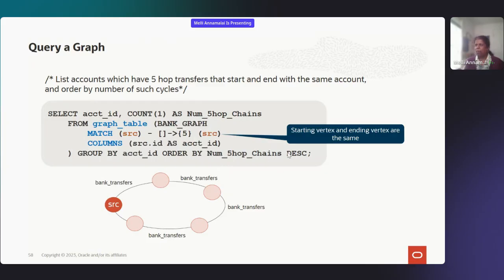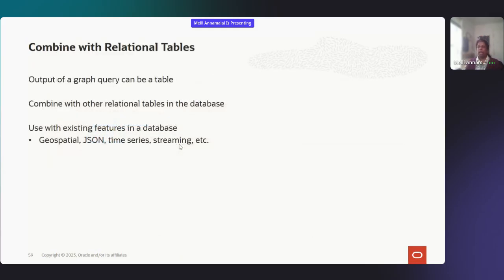And here's another example where I'm going again from a source vertex, this time to another source vertex, exactly 5 hops long. So this is looking for cycles. The source is a vertex variable, and it comes back to this source. So I'm looking for cycles that start and end with the same bank account and go through 5 intermediate nodes. And again, you can see it's a very SQL-like query, and you have this match clause, which helps you specify the graph pattern. And you could really combine these things with the relational table very nicely.